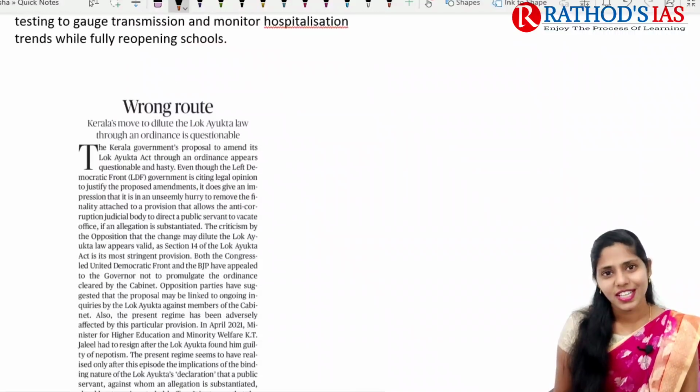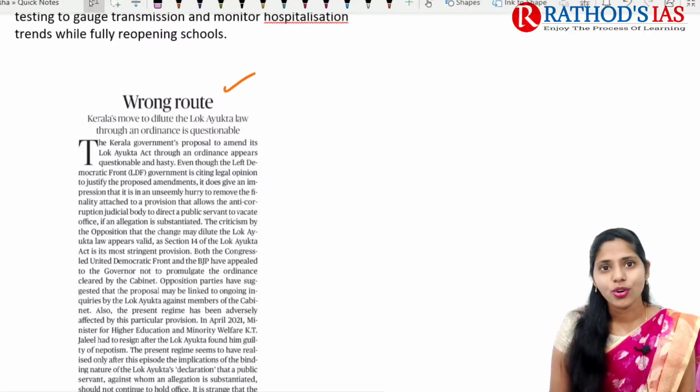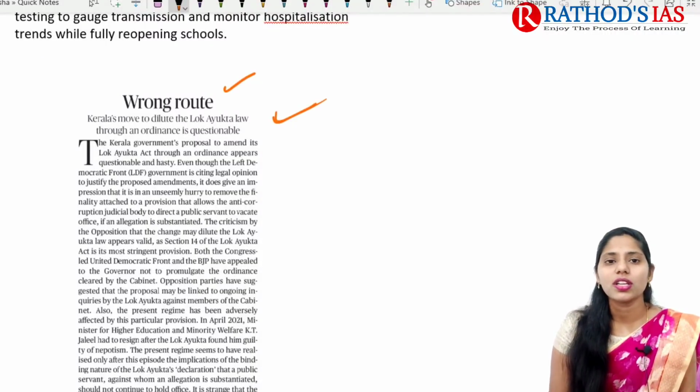And now let us try to see the next topic. The title says wrong route. Actually this article is talking about Kerala wanting to come with an ordinance for amending the Lokayukta law.